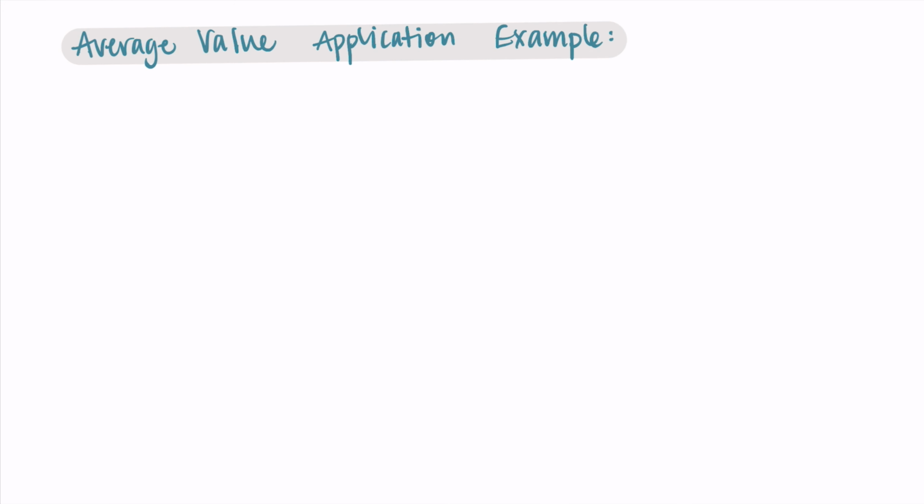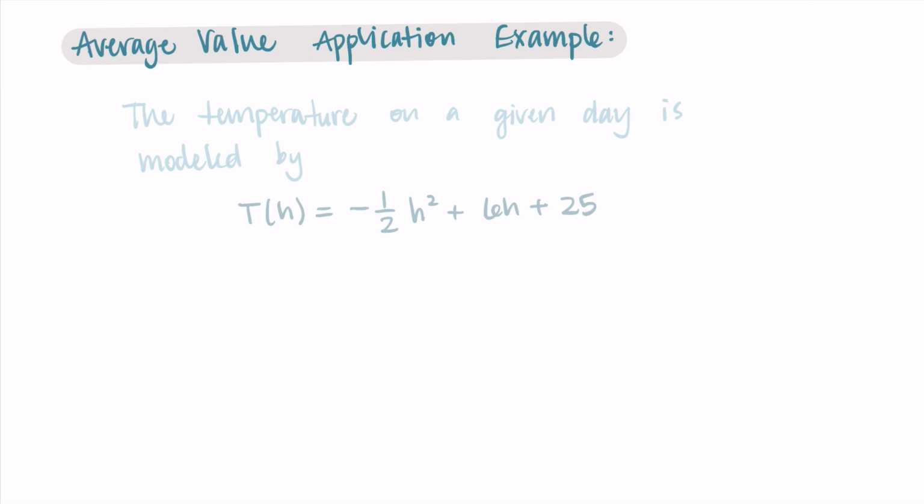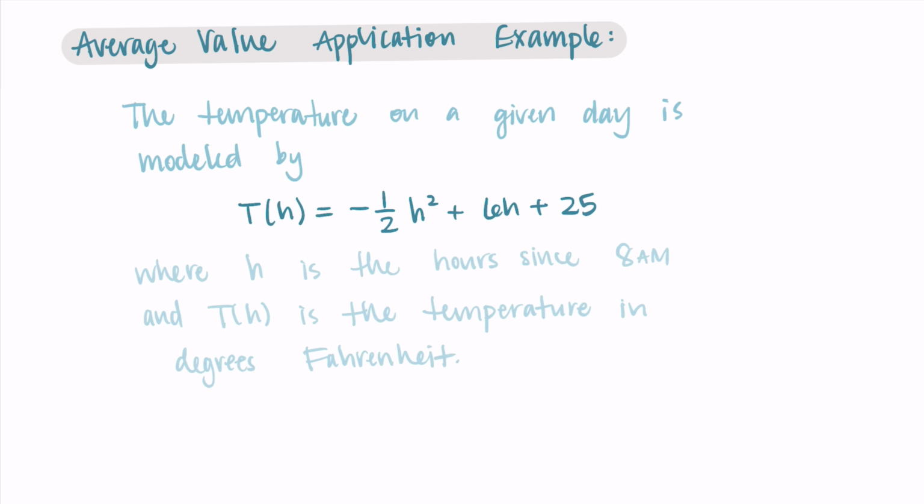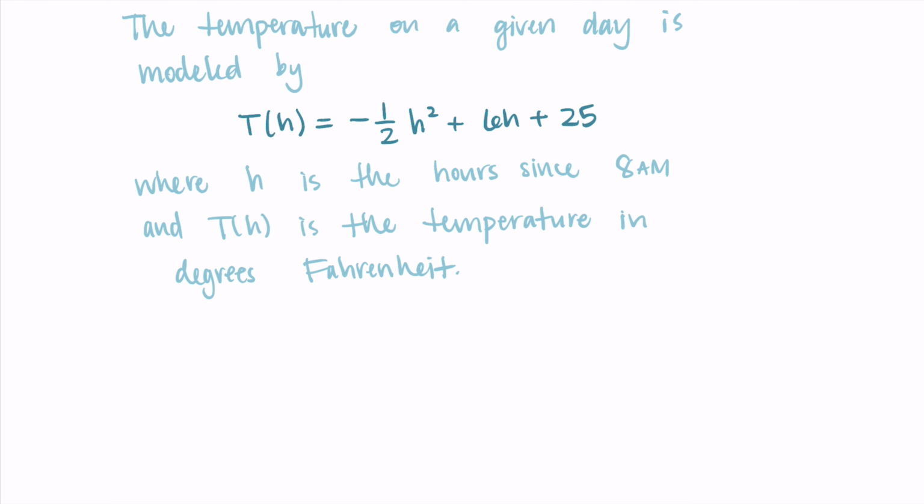Alright, welcome. In this video, I'm going to go through an example of computing the average value, but with an application problem. Let's say for this example that the temperature on a given day is given by the following function: T of h is equal to -1/2 h squared plus 6h plus 25. Here, h is the hours since 8 a.m., and T of h is our function that gives us the temperature in degrees Fahrenheit. Our task is going to be to find the average temperature between 8 a.m.